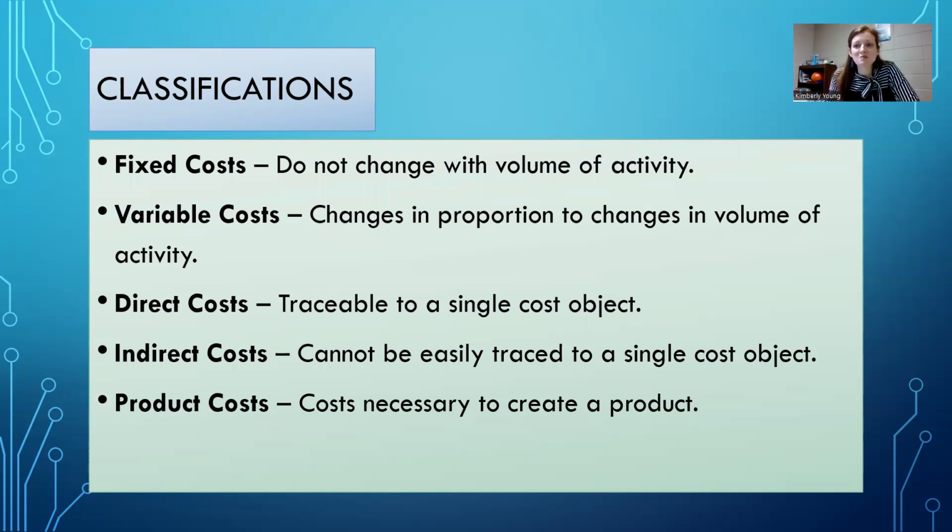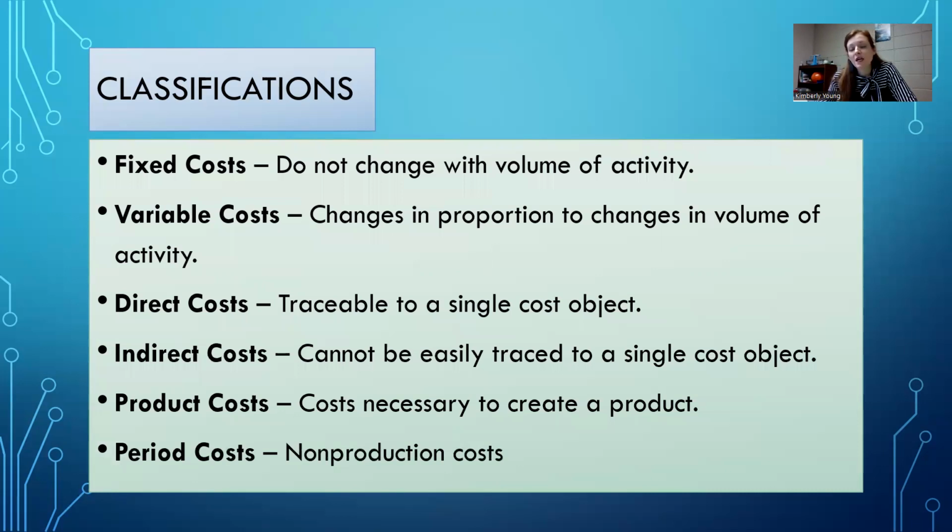Speaking of products, next is product cost. So this is necessary just for making the actual product that we are selling. Not everything else that goes on behind the scenes, but what actually goes into making this product. Period costs are non-production costs, such as selling and administrative. Yeah, they're important to keep our business going, but they are not going to go directly into the product that we're selling.